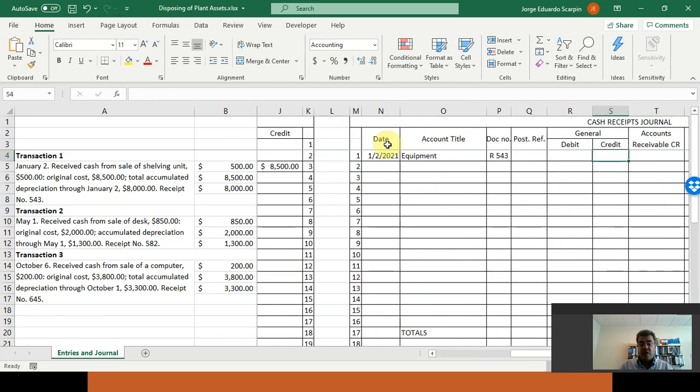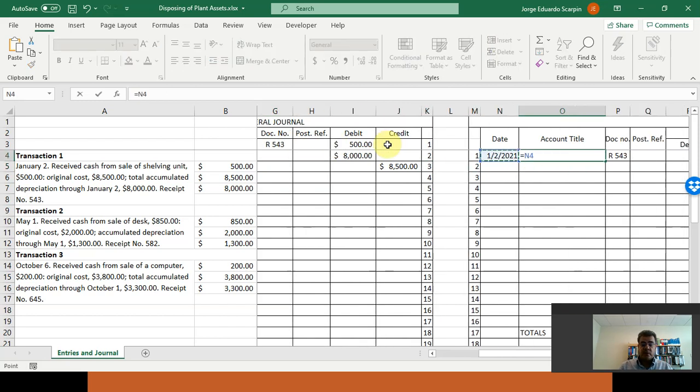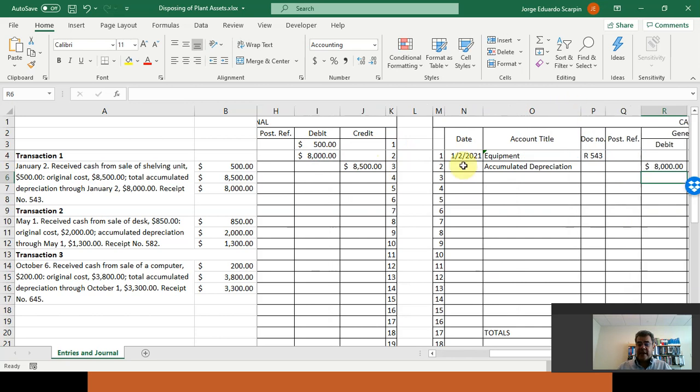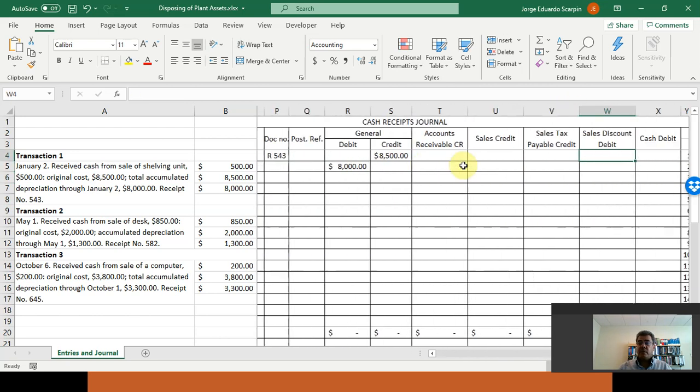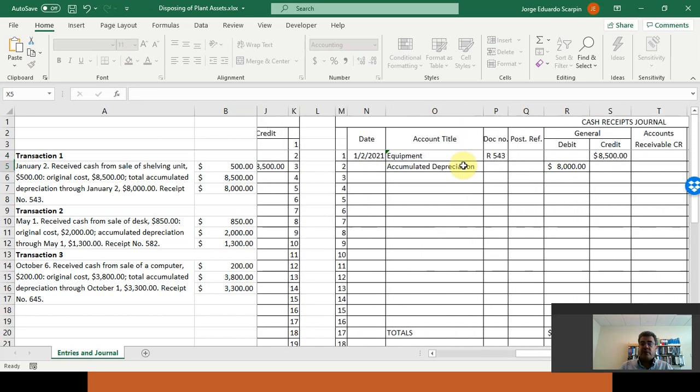One of the only scenarios that we use credit on the cash receipts journal. What else? Accumulated depreciation. So here equal to this one. Accumulated depreciation, a debit, $8,000. And the cash debit, usually on the first row, cash debit, the $500 remaining.